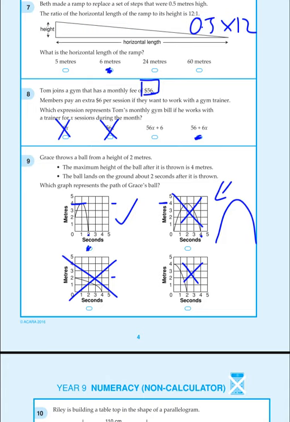Oh sorry, I forgot to mention, it is thrown from 2 meters. So instead of it looking like a parabola like this, it has to start at the 2 meter mark, not at the 0. So yes, top left is the correct answer.